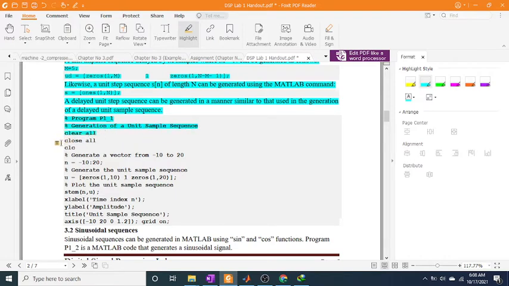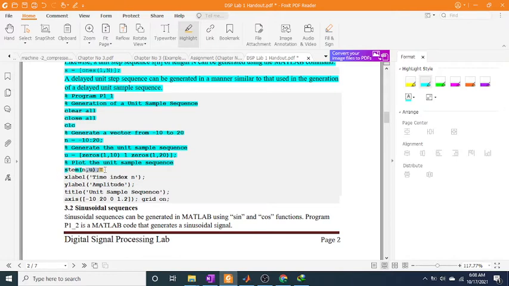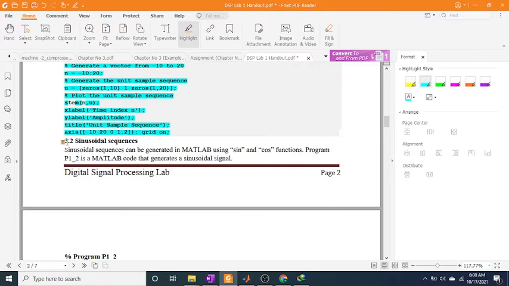Clear all, close all, clc. Generate a vector from -10 to 20: n = -10:20. Generate the unit sample sequence: u = [zeros(1,10) 1 zeros(1,20)]. Plot the unit sample sequence: stem(n,u); xlabel('Time index n'); ylabel('Amplitude'); title('Unit Sample Sequence'); axis([-10 20 0 1.2]); grid on.